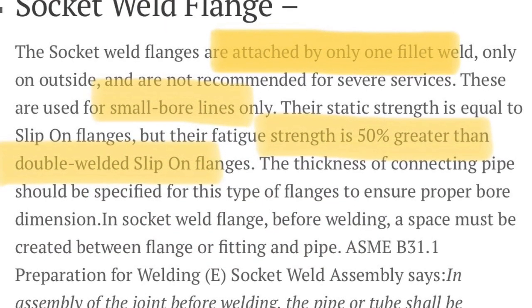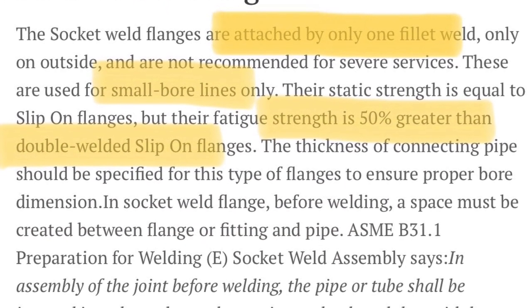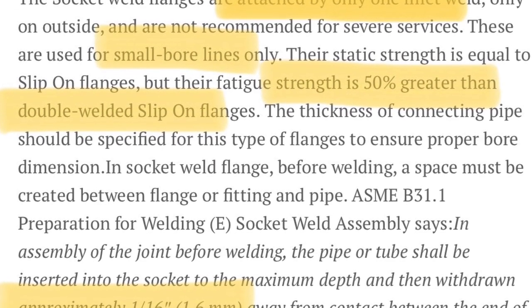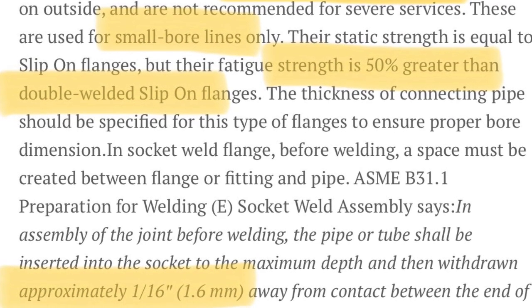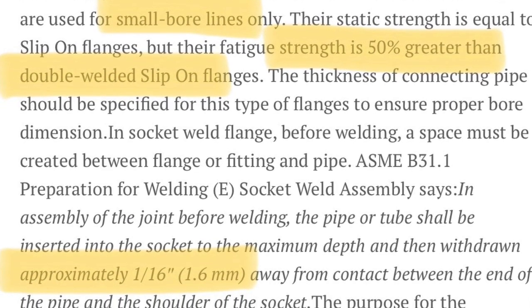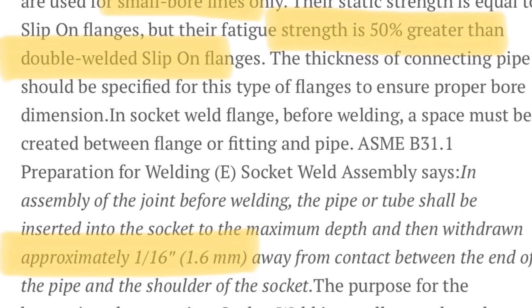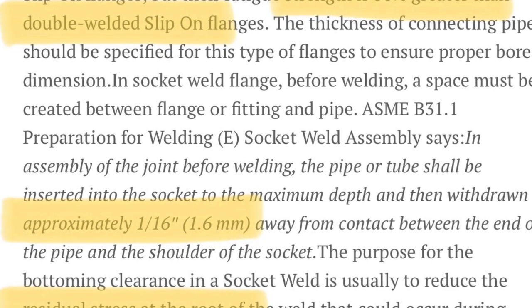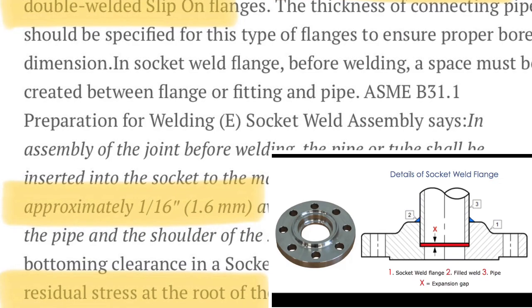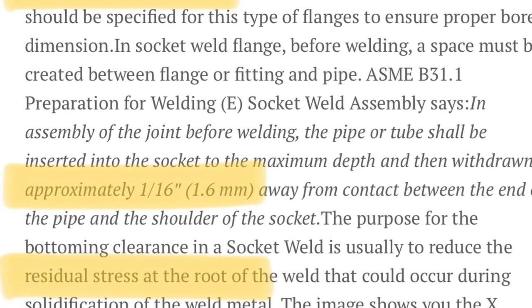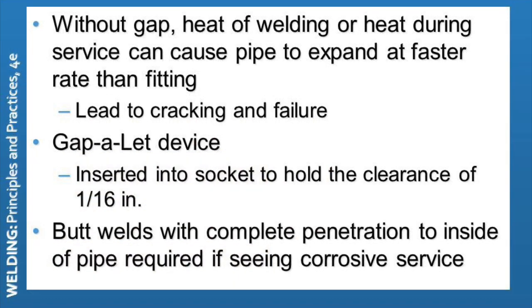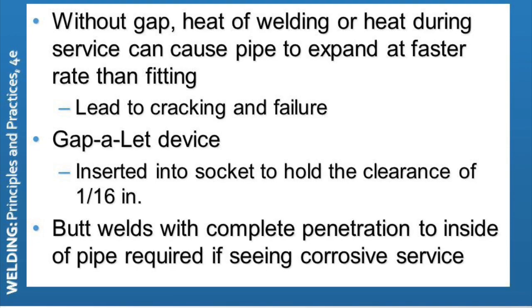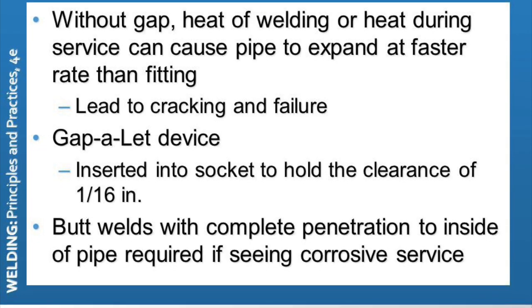The third one is socket weld flanges. These are used for small size and high pressure piping. The static strength of the socket weld flange is almost equal to the slip-on flange. Their fatigue strength is 50% greater than the double welded slip-on flanges. During welding of socket weld flanges, around 1.6 mm, which is mentioned as X in the drawing, should be maintained as a gap. The purpose of bottoming clearance in a socket weld is usually to reduce the residual stress at the root of the weld that could occur during solidification of the weld metal.